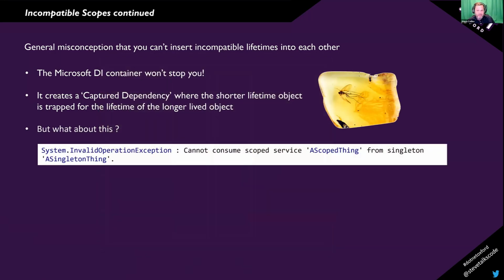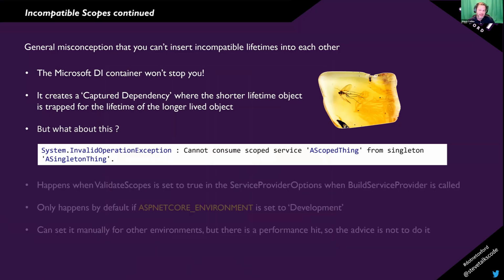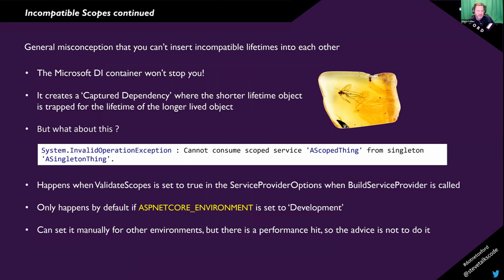It can happen, but by default, it only happens when your ASP.NET Core environment variable is set to development. It's done by some hidden magic that lies within the host builder. However, you can explicitly turn on that behavior by setting the optional validate scopes parameter to true when creating the service provider. This does have a performance hit though, because it's doing all this checking every time that you're trying to go and get an instance. So the general advice is don't do it in production.